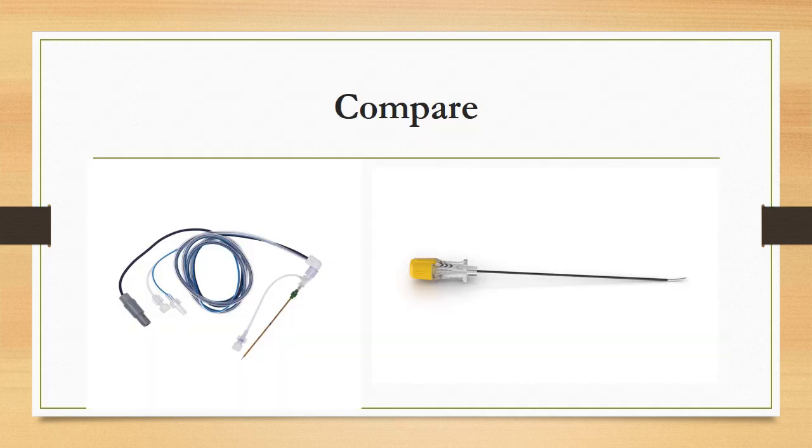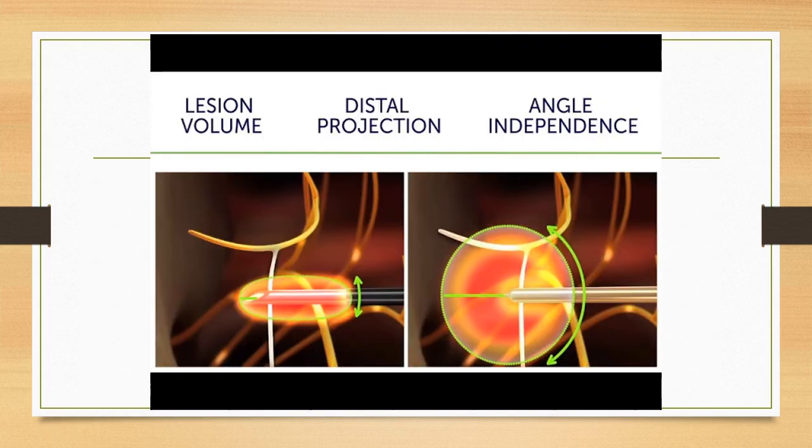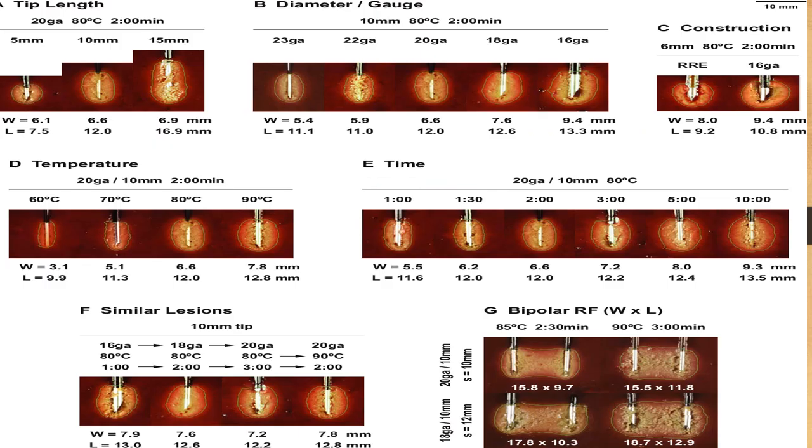Compare the RF needle with the cool RF cannula. The first lesion you can see is a conventional RF lesion, which is along the shaft, and that's why it is called angle dependent, where the nerve should be parallel. The second is the cool radio frequency lesion, which is also called angle independent. These are the various factors which decide the lesion size of the RFA: the diameter, tip length, the construction, the temperature, and the time, which to a certain degree increase the lesion size.